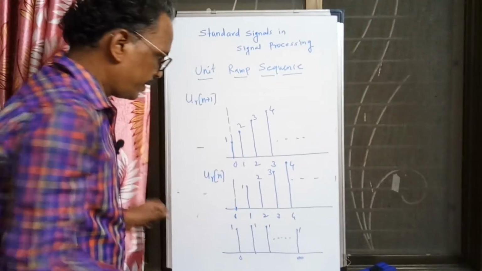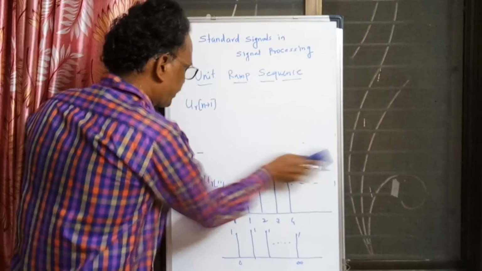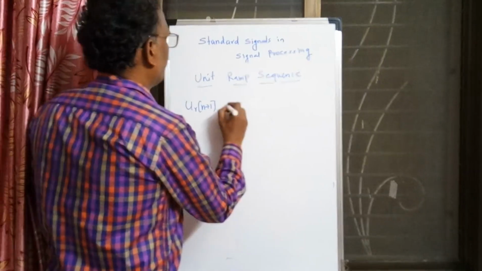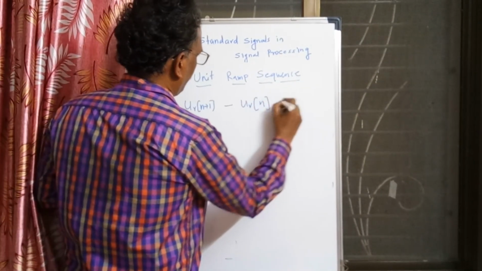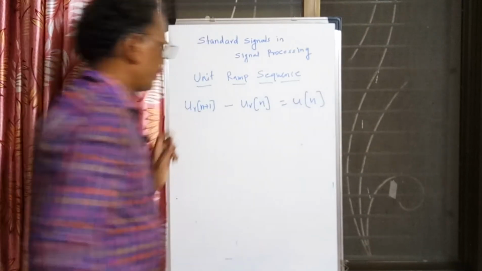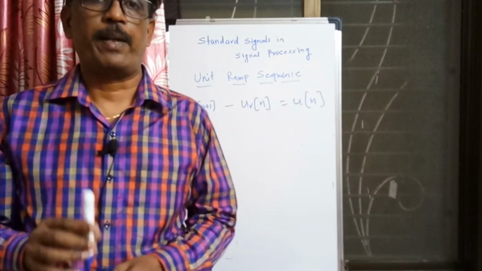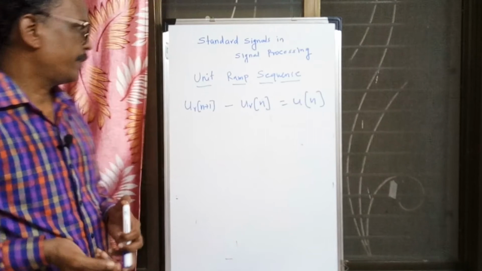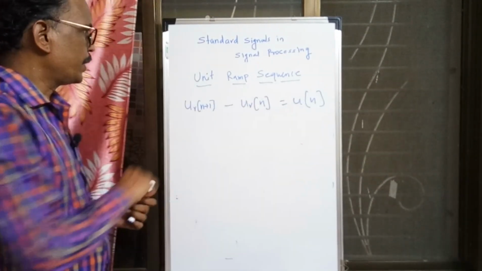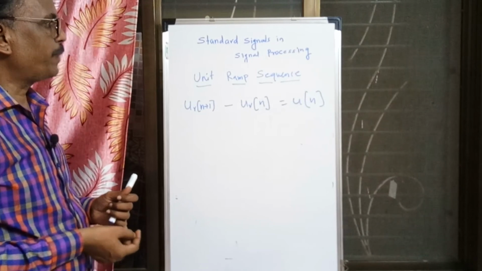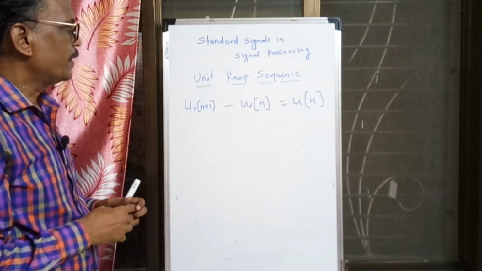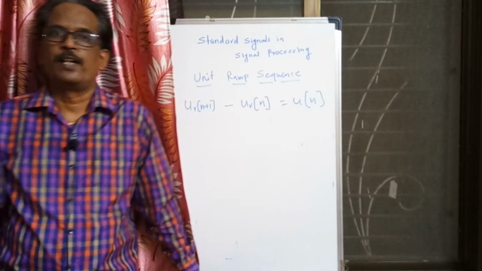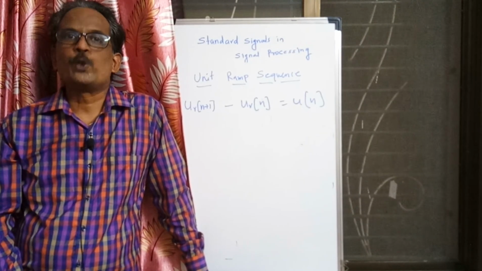So we can say that u_r(n+1) minus u_r(n) is equal to u(n). We can always write this, so u(n) can be expressed using u_r(n). We have also seen that u_r(n) can be expressed in terms of u(n), and also in terms of the delta function. All these three signals can be expressed in terms of the others, and they can also be used to express other general signals.